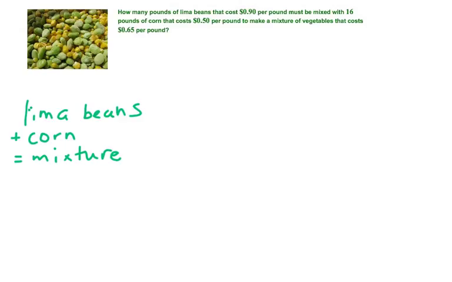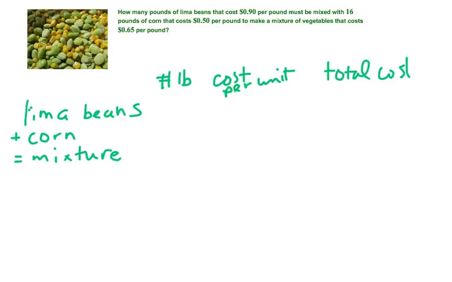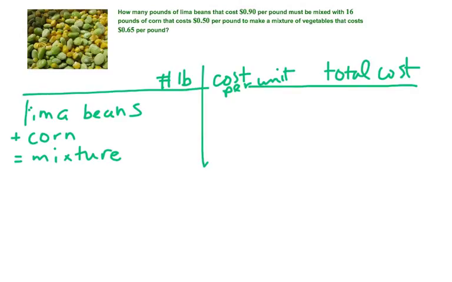So we have our number of pounds, right? Really, we're answering here, how much do we have? And then we have our cost, I'm going to say cost per unit, right? Units could be pounds or ounces. And then we have our total cost. So what does that look like? Let's look at this chart and fill in what we know.